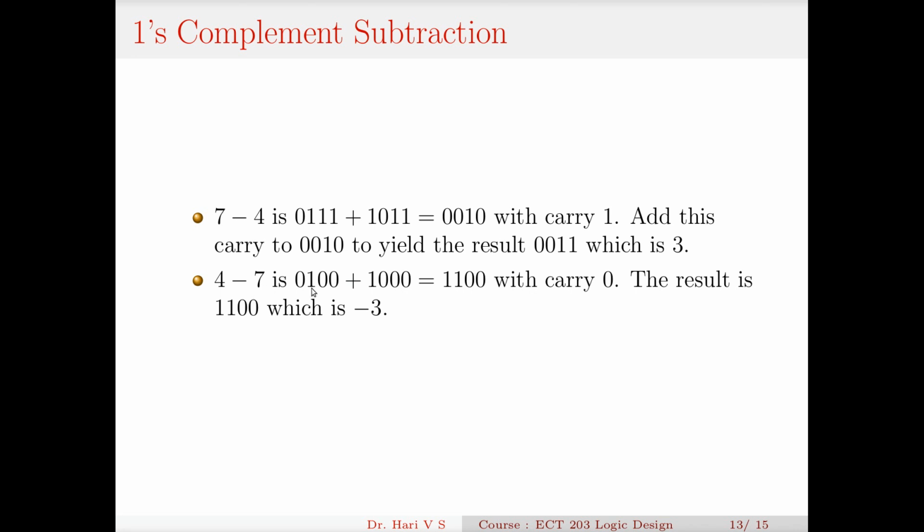Now 4 minus 7 is nothing but 0100, that is 4. This is a negative number, so here it is a 1, meaning a negative sign. Then 7 is 111, which is complemented, so it becomes 000. This is 1100 with a carry 0. There is nothing to add. Now this number is a 1, meaning that's a negative number, so I have to take the complement of the remaining part. It becomes 011, which is minus 3. This is 1100, which means minus 3 in the 1's complement form.